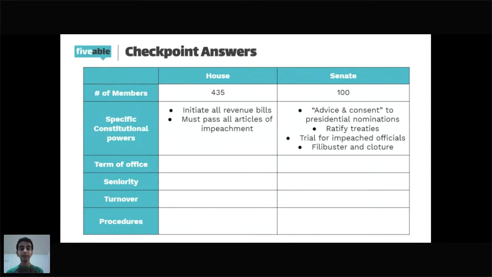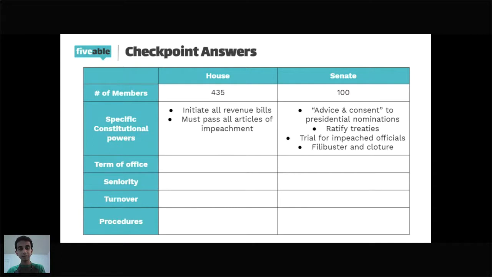Additionally, the Senate provides advice and consent for presidential nominations. So without the Senate's approval, basically it can't happen. The presidential nomination can't go through. Ratifying treaties is also only the Senate's job, a main difference from the House. And we talked about the trial, and filibuster and cloture. Those two terms always only go with the Senate.